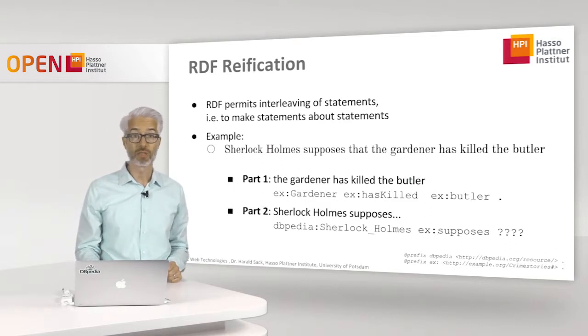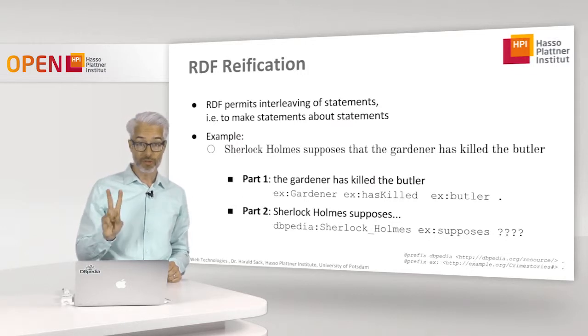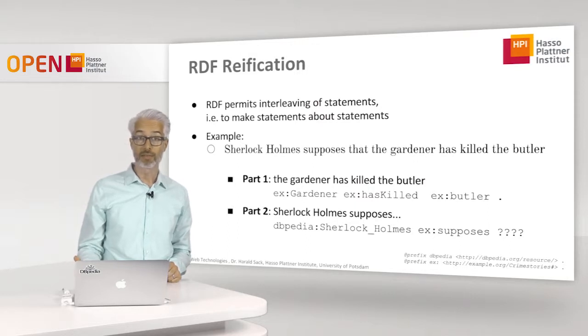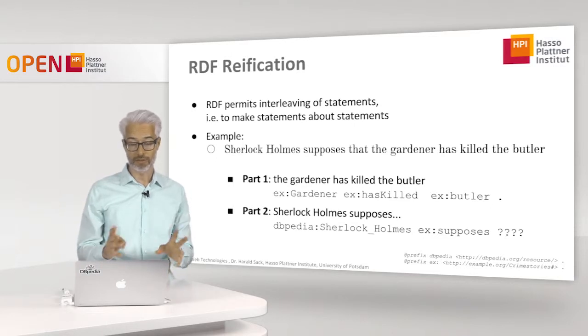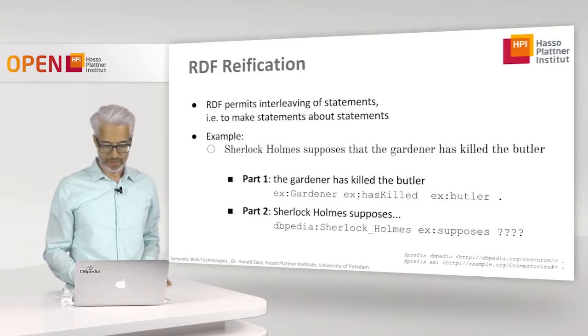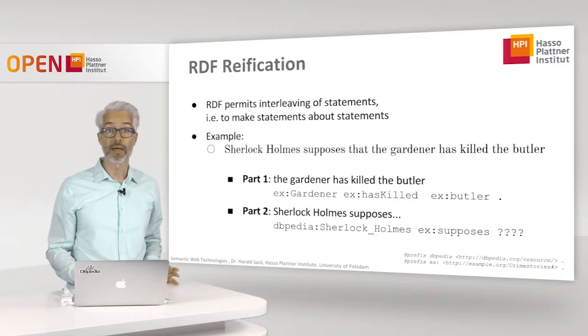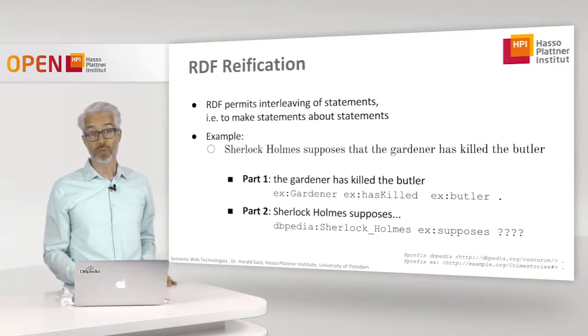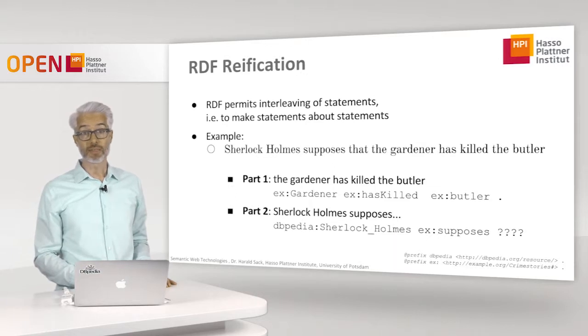So let's have a look at our original example. Sherlock Holmes supposes that the gardener has killed the butler. We have two different parts of the statement here. First part, the gardener has killed the butler. So this is clearly and easily accessible. So let's assume we have a well-suited namespace for that. And then we have a triple, which is: the gardener has killed the butler, period. Okay, and then we have to express that Sherlock Holmes supposes exactly that fact.